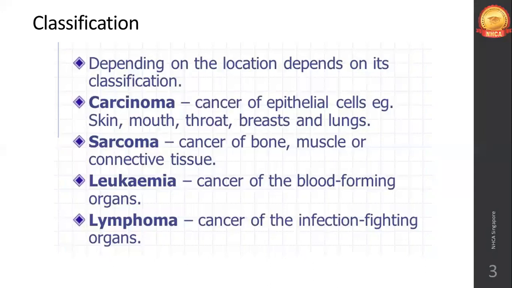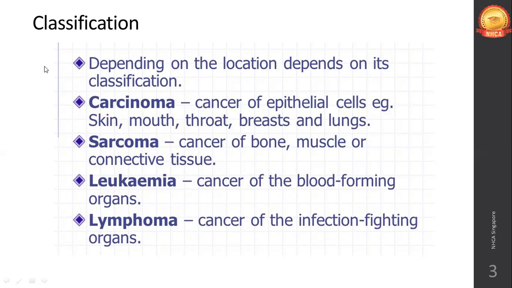So depending on the location, cancer has its classification. In our Wednesday class, last class, if you remember, we have discussed this in detail. Carcinoma means the cancer of the epithelial cells like skin, mouth, throat, breast, lungs. There are various types of epithelial cells, okay? Squamous epithelial cells, columnar epithelial cells, transitional epithelial cells. There are different types of epithelial cells found around your body, within your body, around your body.